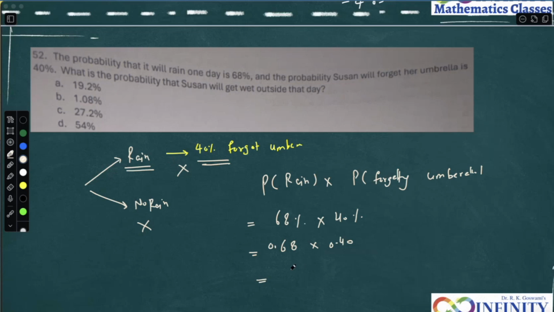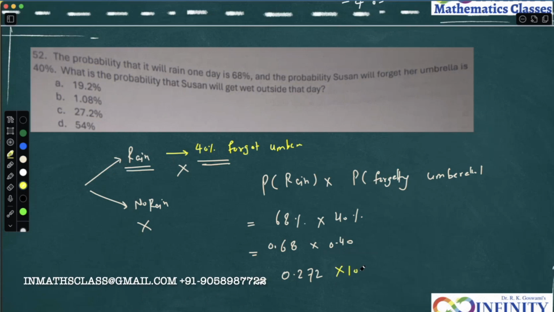Is there any difficulty? No. 0.272. I need to give the answer in percentage. So whenever you need to give the answer in percentage, you multiply by 100 and write percent there. So I hope 27.2 percent should be the answer. That was easy.